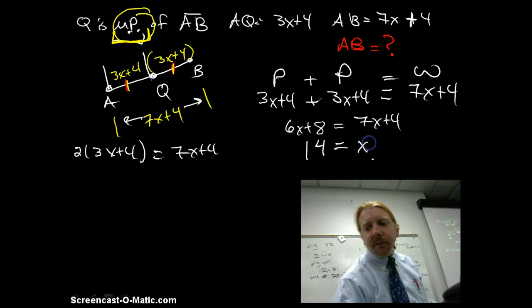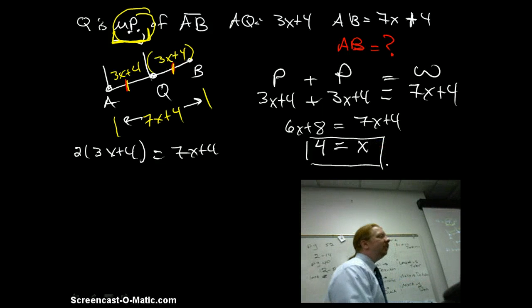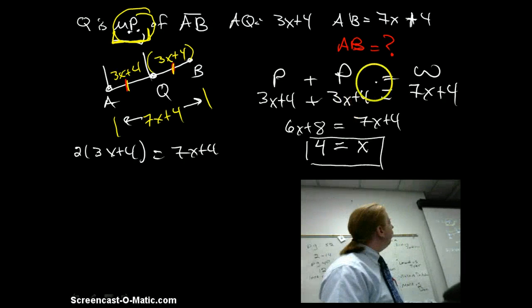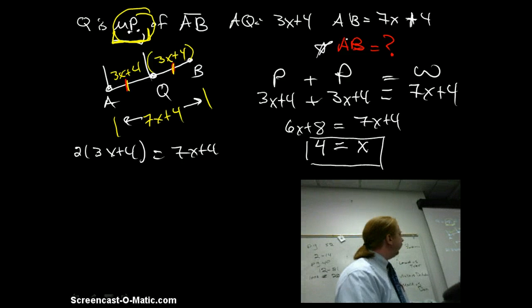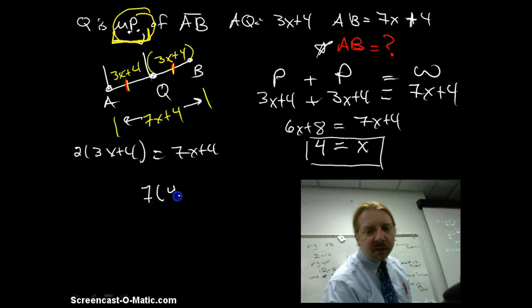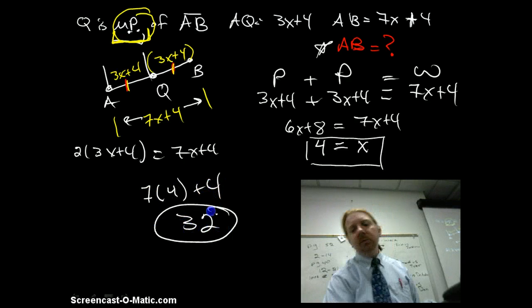Now it's also worth noting, if this is a multiple choice test, that's going to be an answer listed for you to pick. Is it the answer to the question that was asked? No. Wait. The question back here was, what's AB? I've got X. So I really don't have the actual answer yet. I need to go back and plug that in. AB is 7x, so that's 7 times 4 plus 4. 28 plus 4 is 32.